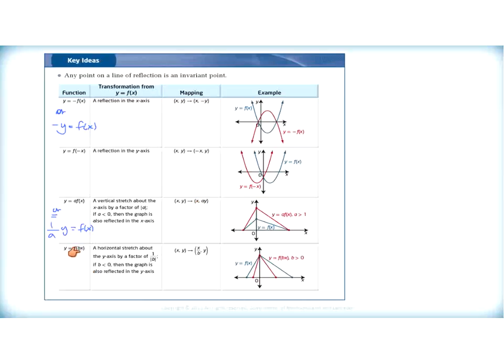Of course, here the b in front of the x represents a horizontal stretch of 1 over b. If b is less than 0, the graph is also reflected in the y-axis, as we said right here. Mapping rule, (x, y) maps to (x over b, y). And again, here's an example of a graph that's been stretched horizontally by a factor of b. And that ends this lesson.